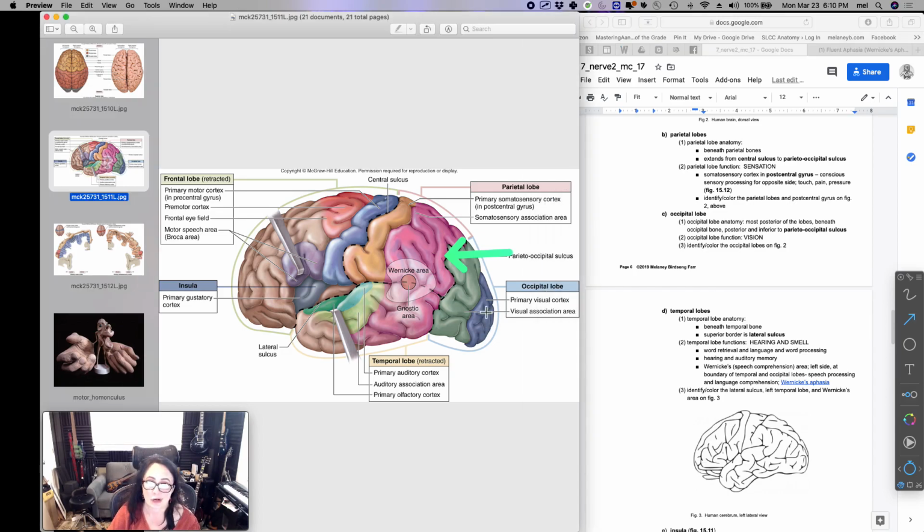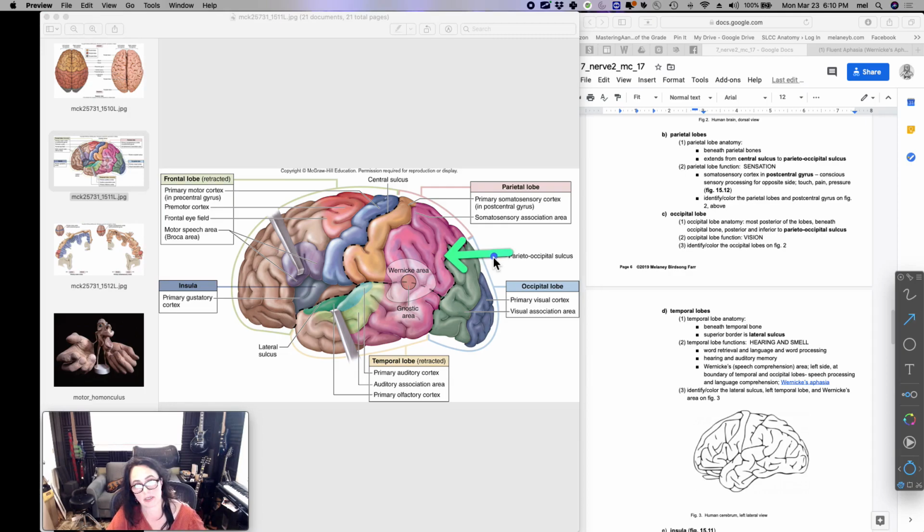Okay, I forgot the occipital lobe. And you guys can find it, it's not that hard. I didn't tell you what it did though. You might already know. The occipital lobe right here. The occipital lobe is, of course, posterior to the parieto-occipital sulcus. That's how you find it. And its function is vision.